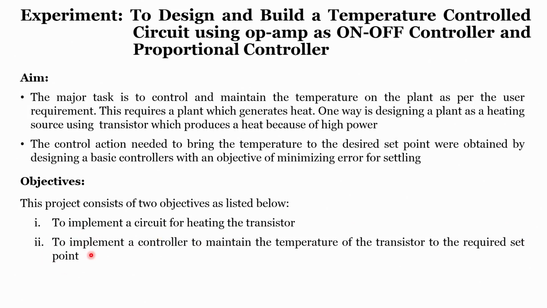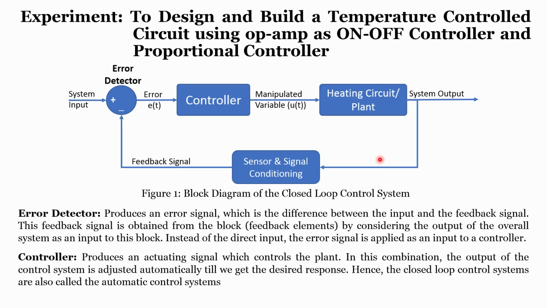By using operational amplifiers, the major thing is that we need to bring the temperature to the desired set point by designing a basic controller with the objective of minimizing error for settling. That is the whole idea. In order to implement the system, we should understand how a closed loop control system looks like. If you recall our theoretical session, what the professor has discussed, this is the basic simple feedback system.